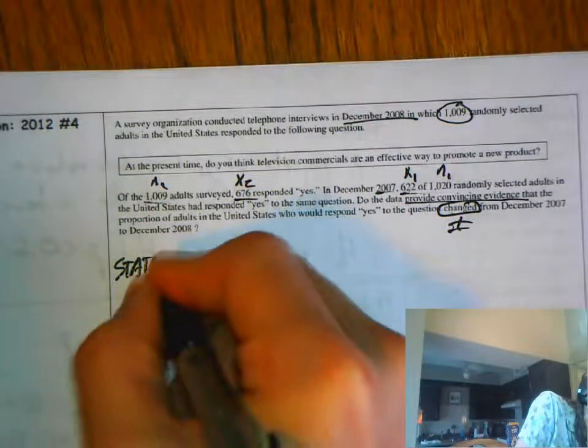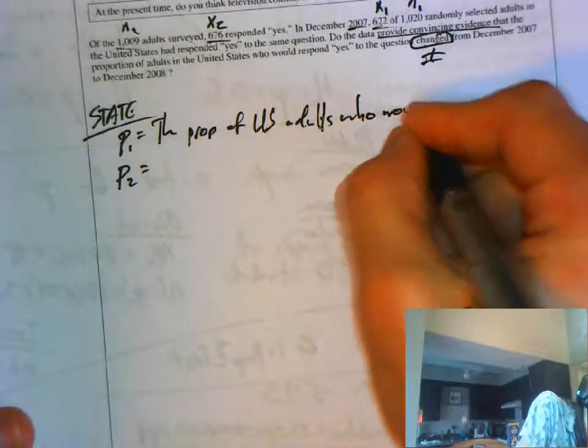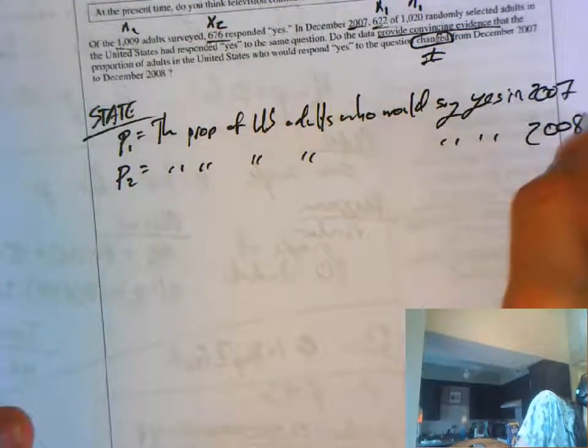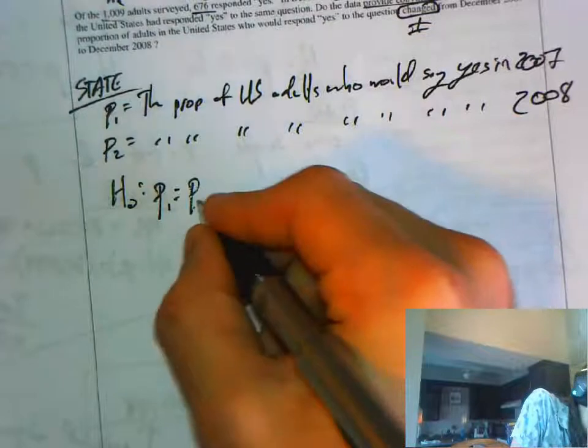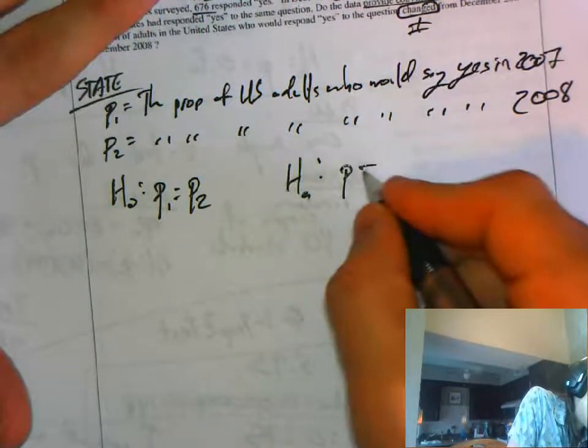State. P1, P2. These are going to be almost the same definition, so I'm going to use ditto marks. The proportion of U.S. adults who would say yes in 2007. The proportion of U.S. adults who would say yes in 2008. Great. Okay. We have our proportions. My null hypothesis is that they're the same. Why? I don't know. Why would it have changed over the 2 years? I don't have any evidence. Well, maybe I do. We'll see if it does. Our H0 is that they're equal. Our Ha is that they are no longer equal to each other. All right, so state.